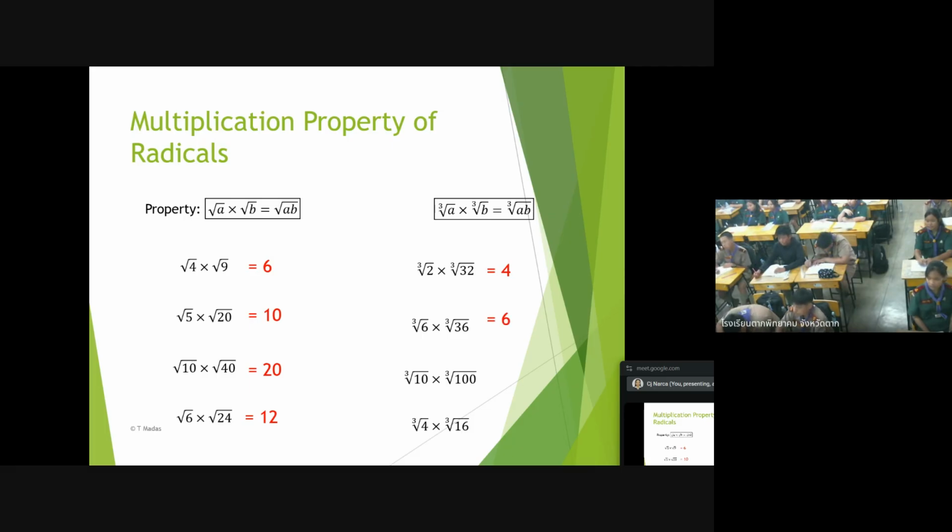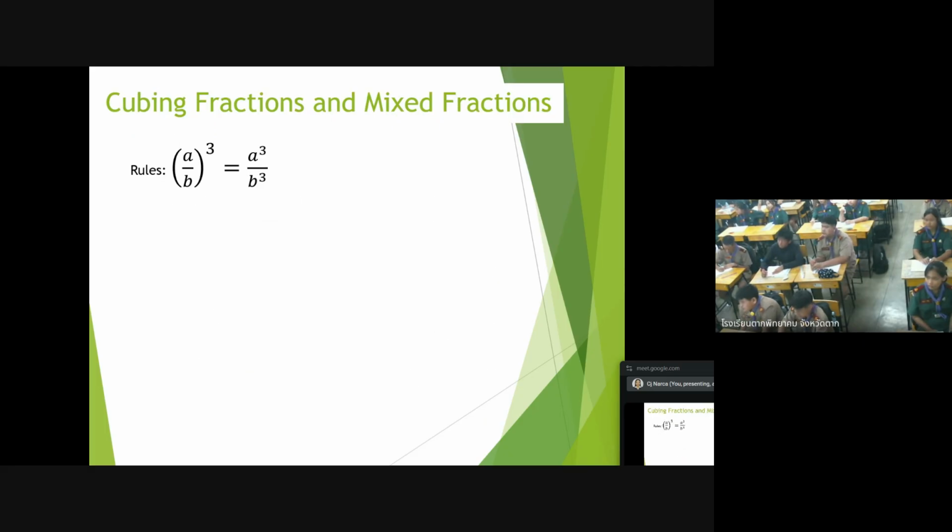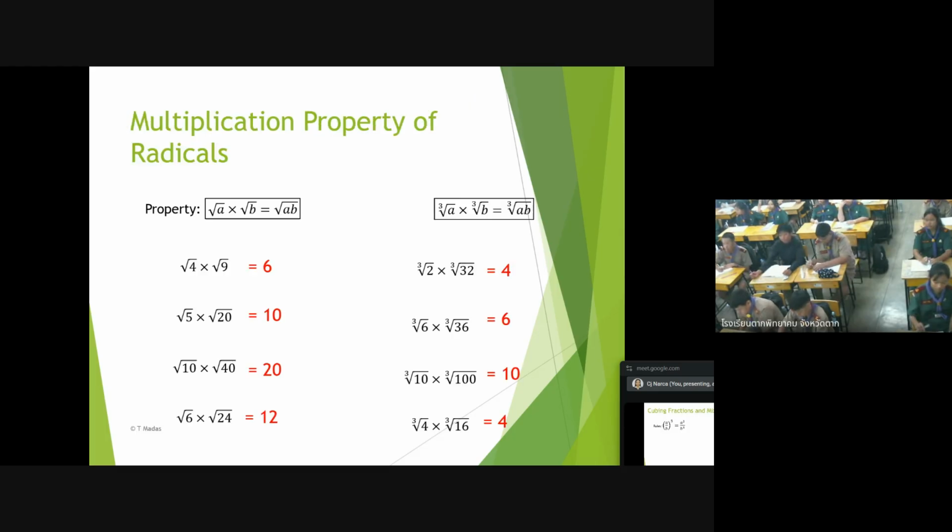Okay? How about this? 36 times 6. So the answer is 6. And next, we have this one, very easy. 10 times 100. 1,000. And what is the cube root of 1,000? Okay, very good. So we have 10. Easy, right? So those are the rules, okay?